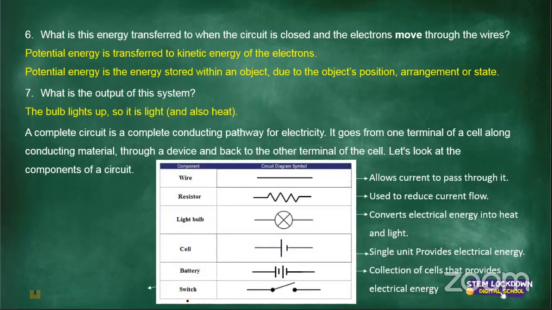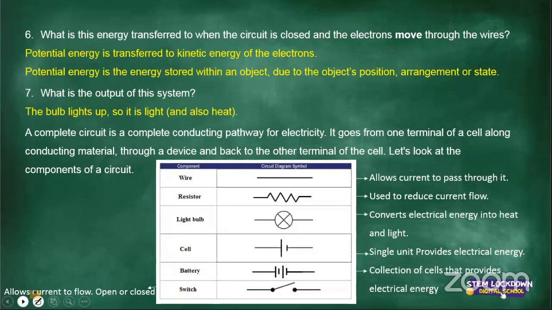And then we have our switch. The switch allows current to flow, and it can be open or closed. In this diagram, we're showing an open switch. If we take this line here and join it to this black dot here, then the switch would be closed.